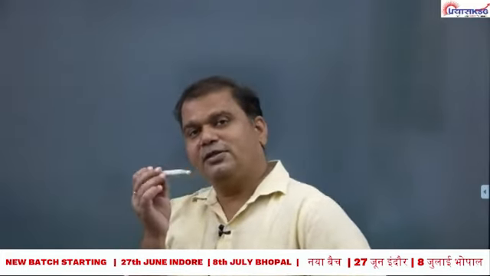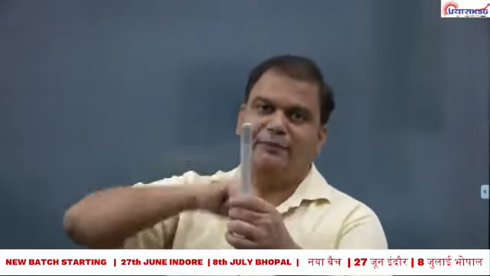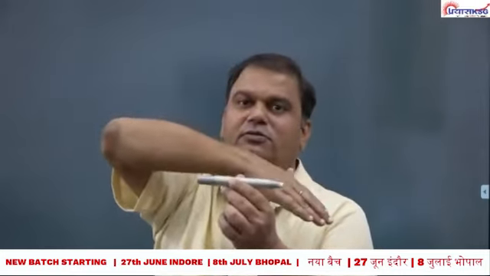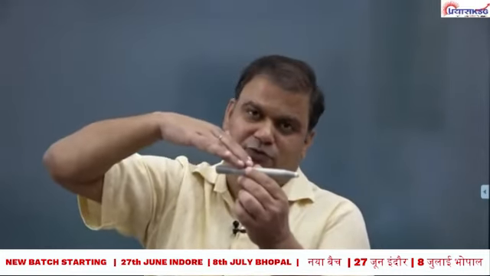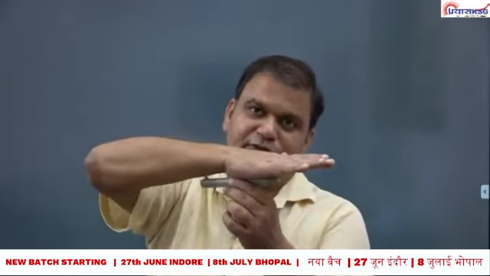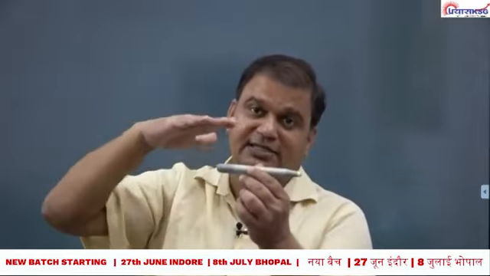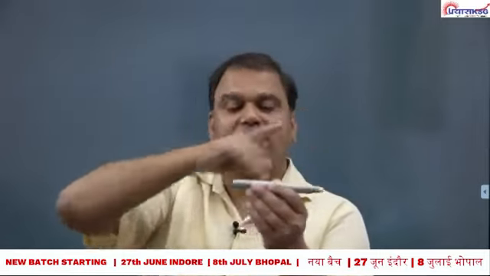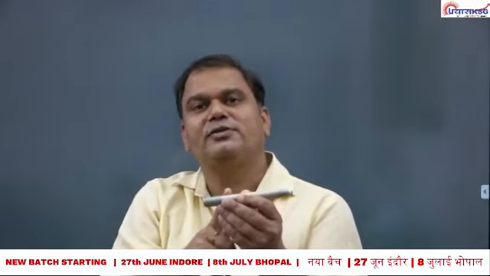Suppose if this is a pen, this is visible to us because the light rays are getting reflected. Had it also been refracted through this, it would have been visible to us. But if light rays fall on it, it neither gets reflected nor passes through it. It simply goes over it, bends and passes over it. It's not passing through the pen, it's bending and passing over it. This material won't be visible to us. So this is called metamaterial.